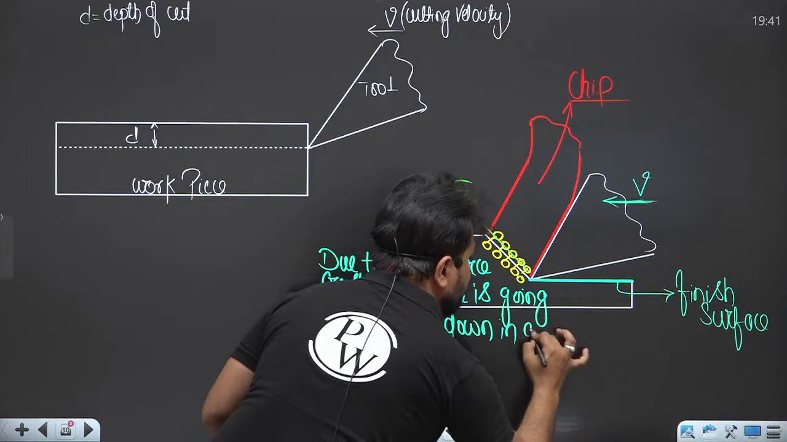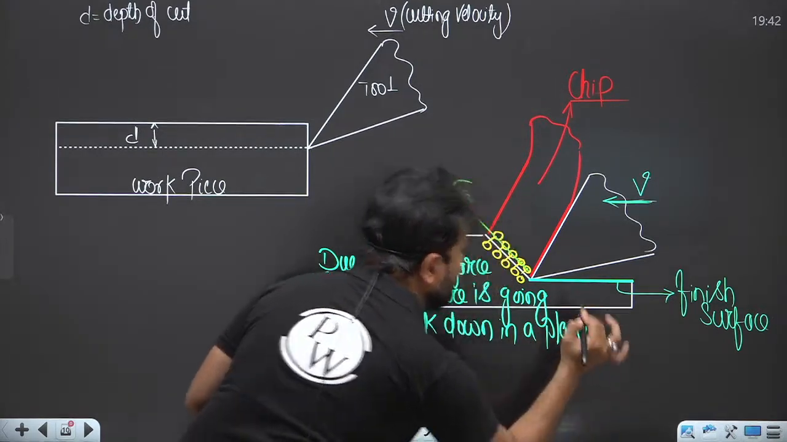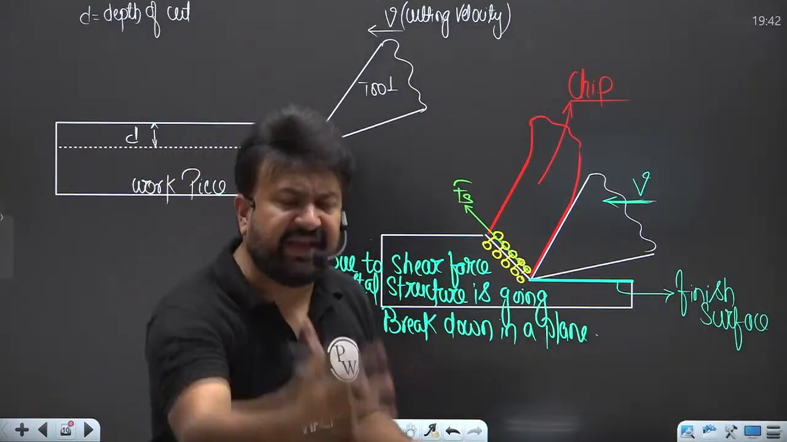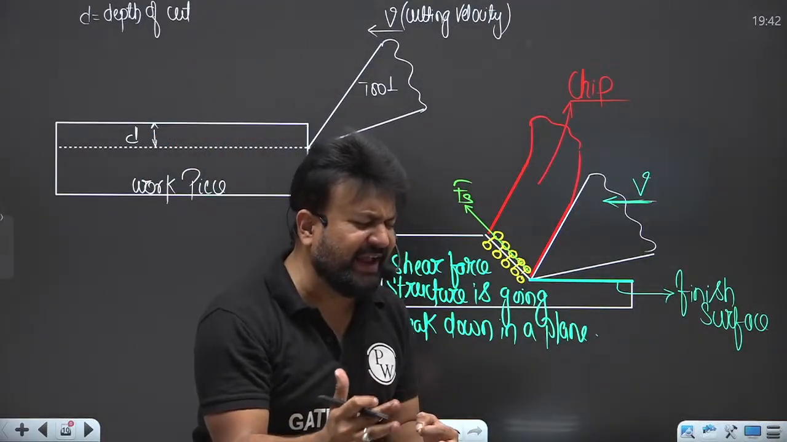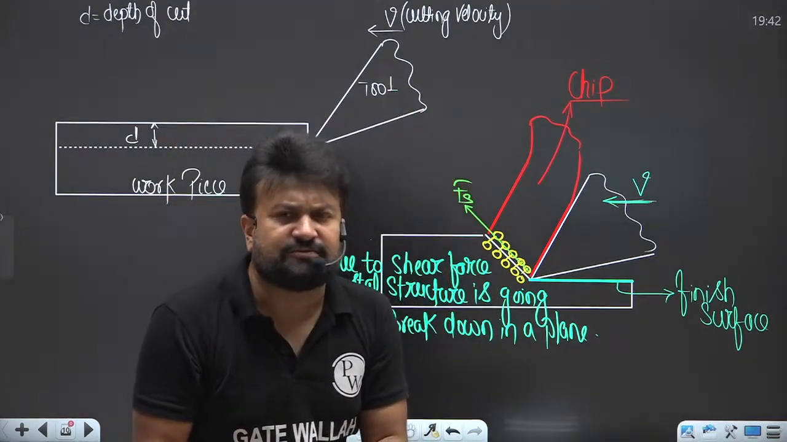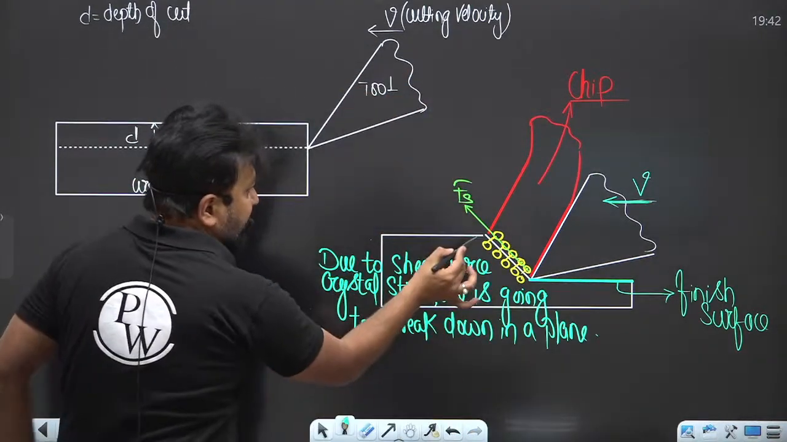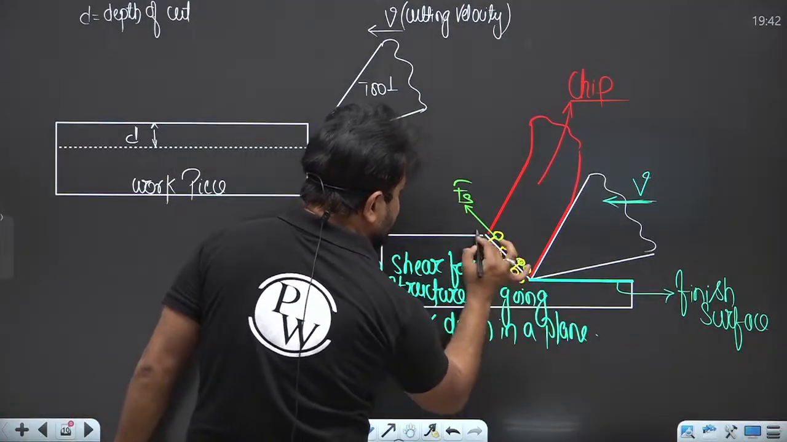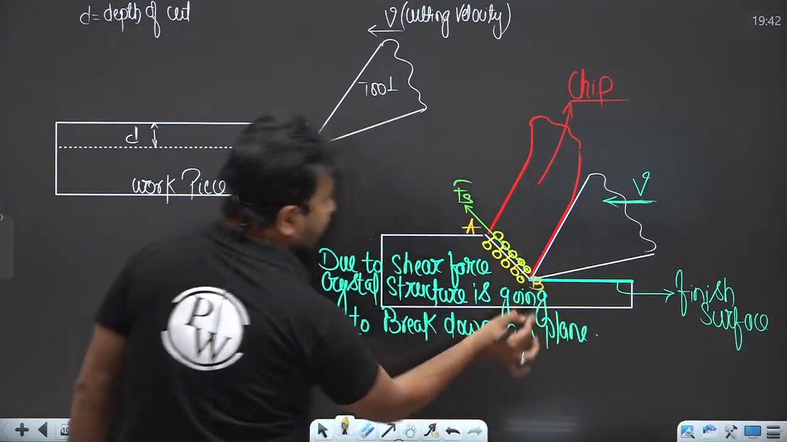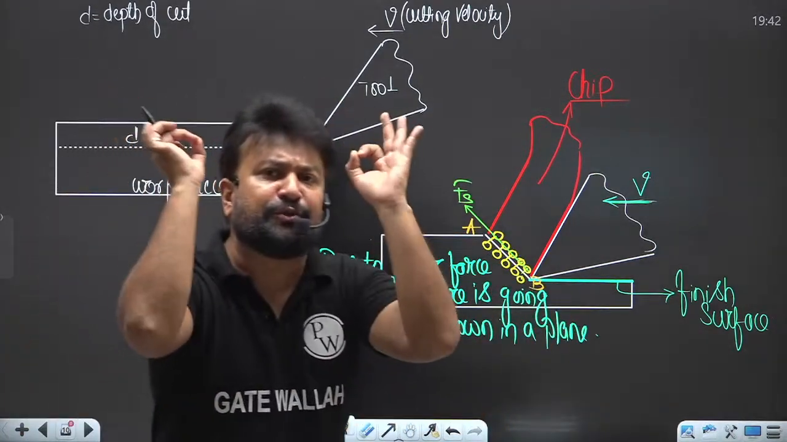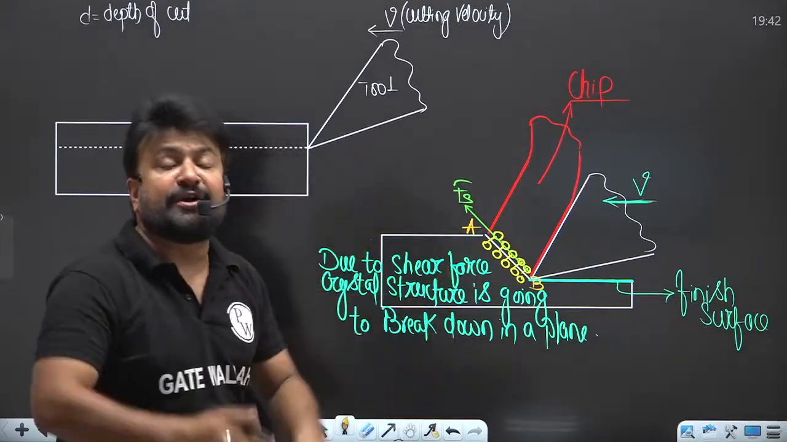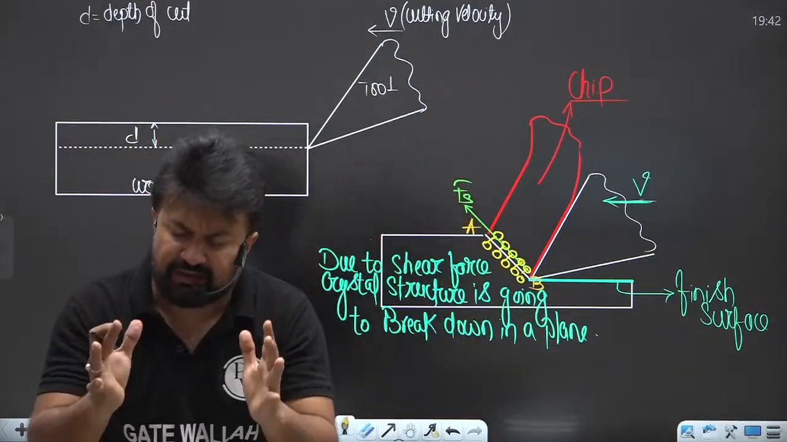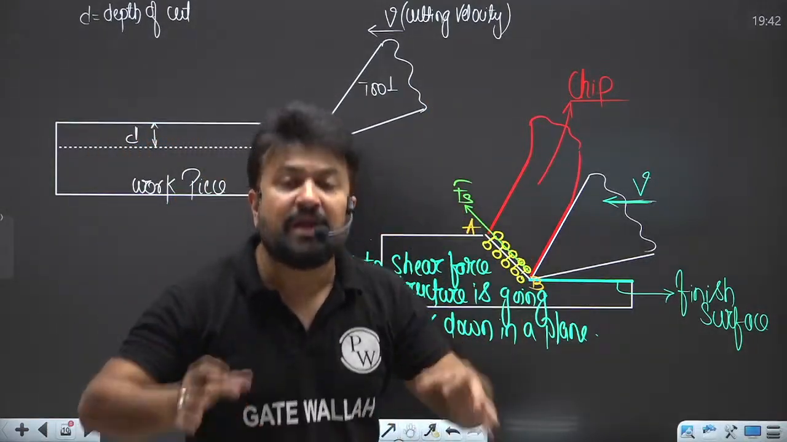In a plane in which the crystal structure is going to break down, that plane is known as what? Shear plane. So basically this plane, I'm talking about this plane AB. Along this plane, the crystal structure is going to break down because of this shear force. So in the shear plane, the material is going to deform.